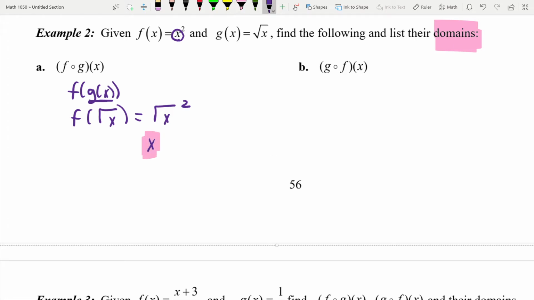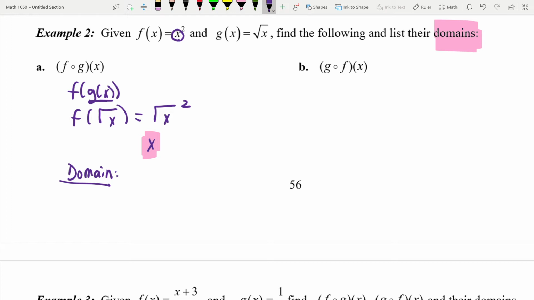Okay. Now, the tricky part is domain. Everybody write down the word domain. If you look at your answer, and you look for those 3 things that we talked about on domain, an even root that's not on the bottom. Do I have that in my answer? No. Do I have a fraction with an x on the bottom that's not an even root? No.